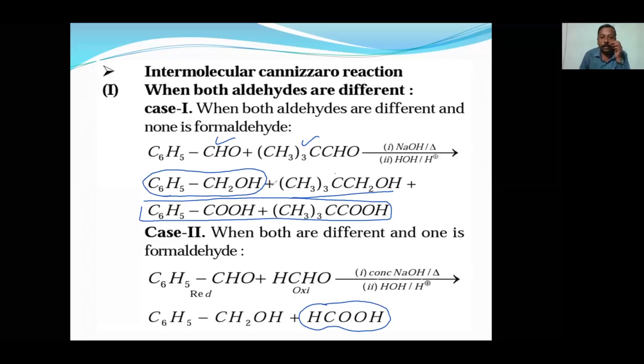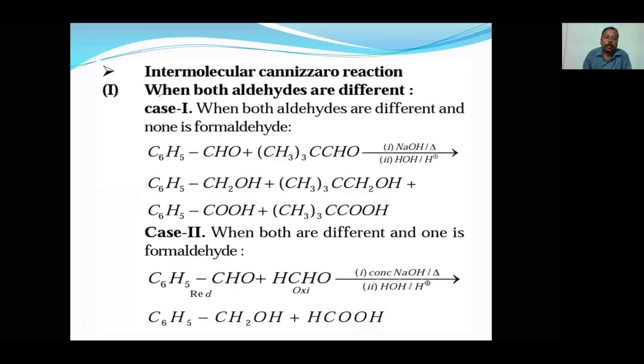Here this is one possible alcohol and alcohol, and this is carboxylic acid and carboxylic acid. Here this is converted to alcohol, this is converted into carboxylic acid. Total four products are possible, but here only two products. Bigger will convert to alcohol, smaller will convert to carboxylic acid. Do you remember this?